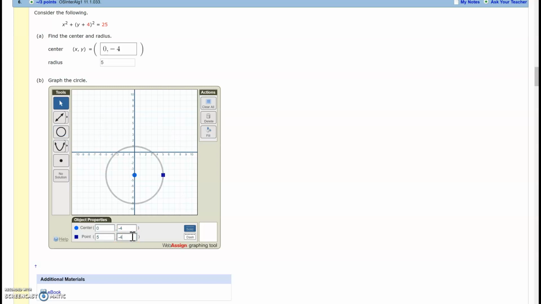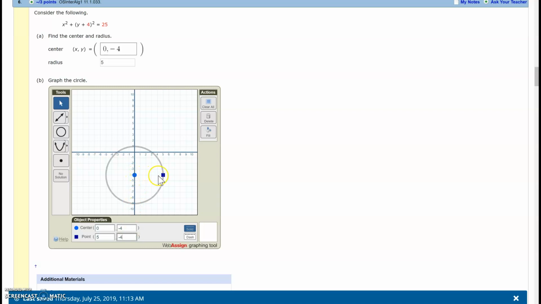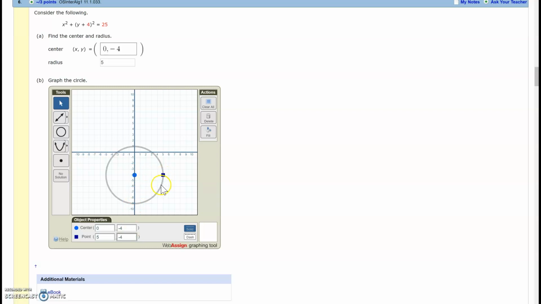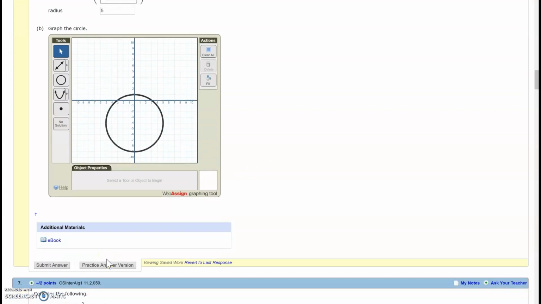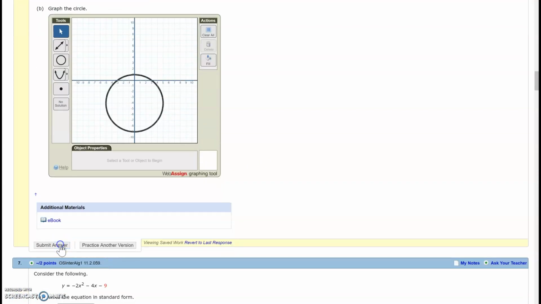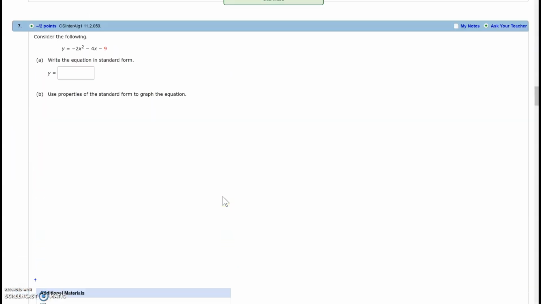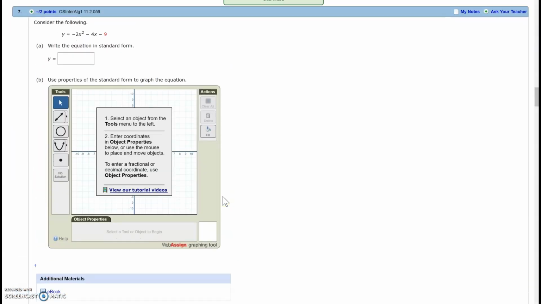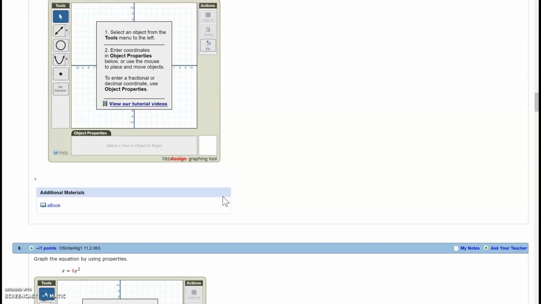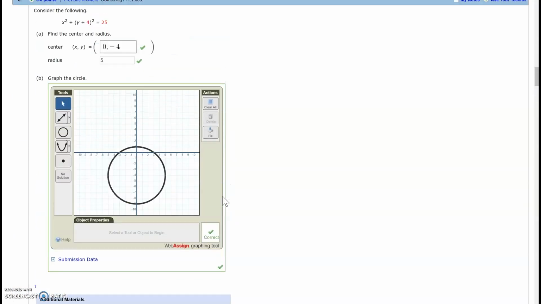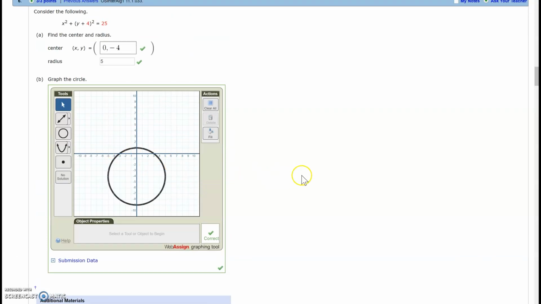Okay, and you can even tell that this has a radius of 5 because you can go 1, 2, 3, 4, 5 units over. Okay. So I'm going to submit the answer. It's right here. Okay, so I got this one correct. So that's basically all you're doing.